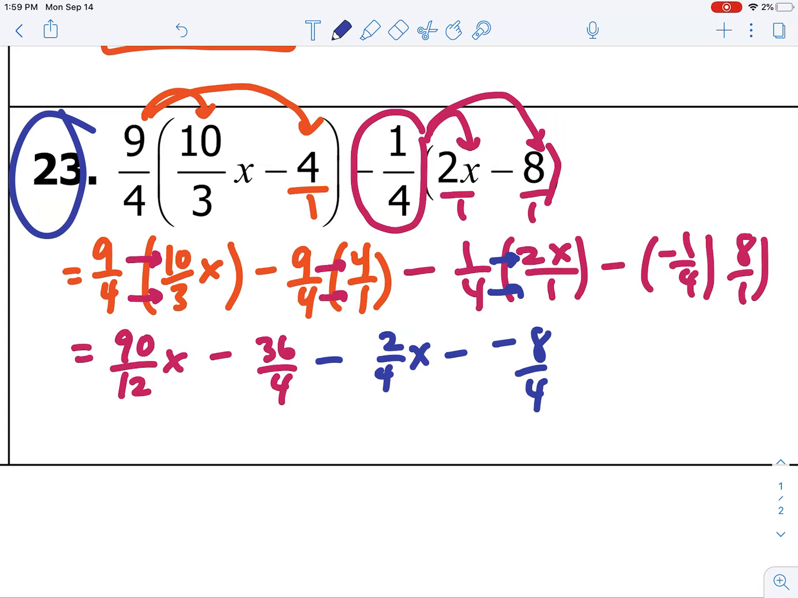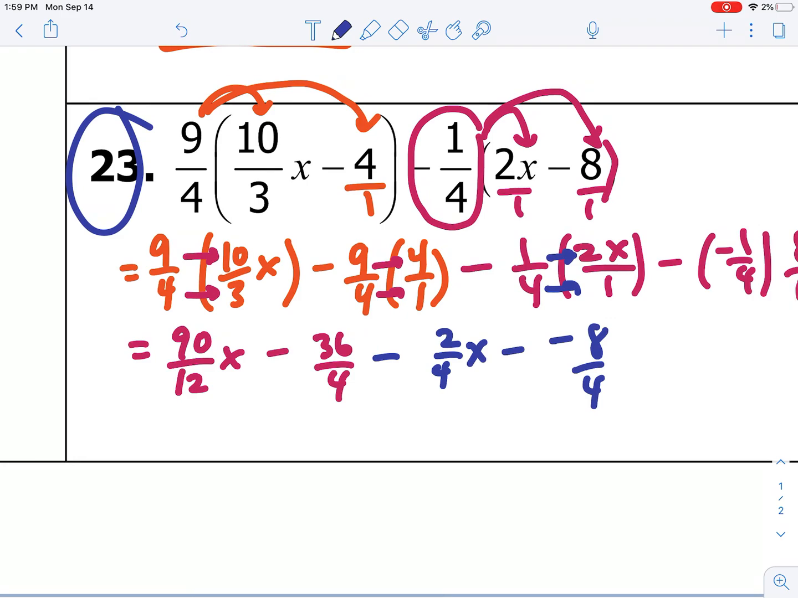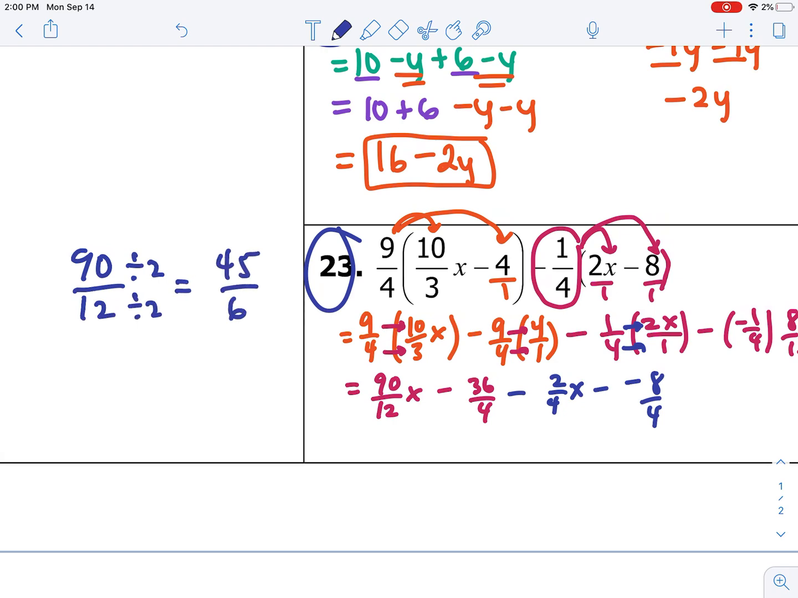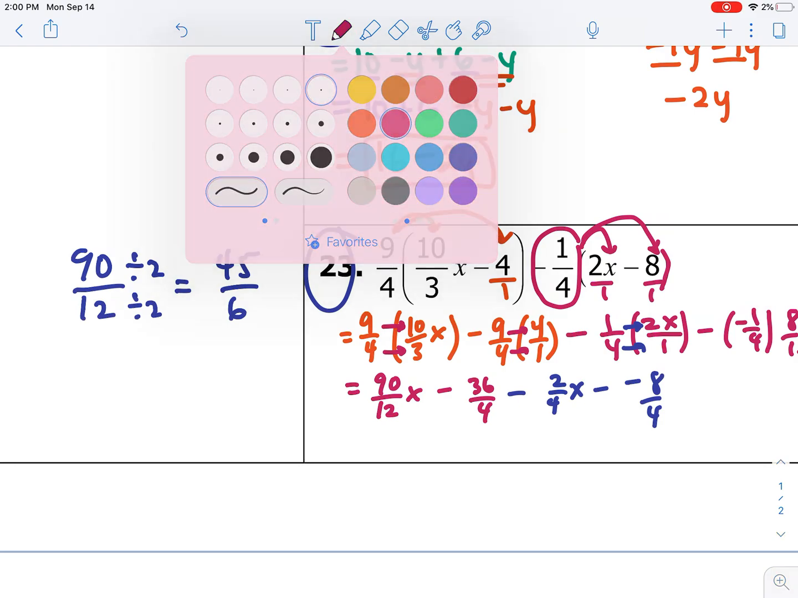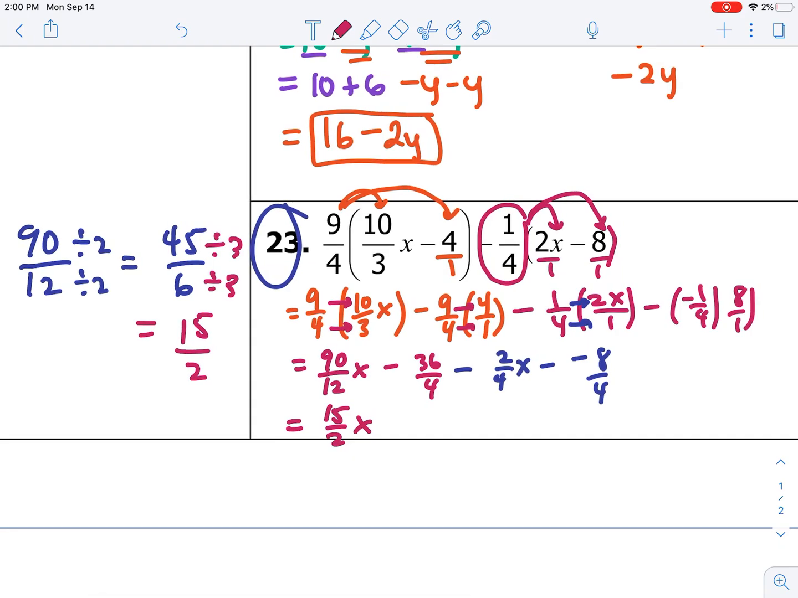So from here, what we need to do is simplify our fractions. 90 over 12, we notice that 90 over 12 has an even number over another even number. Divide both of those by 2, and you get 45 over 6. Now we see that we still have a factor of 3 in common, so we divide 45 over 6 both by 3. We get 15 over 2. So 90 over 12x becomes 15 over 2x.